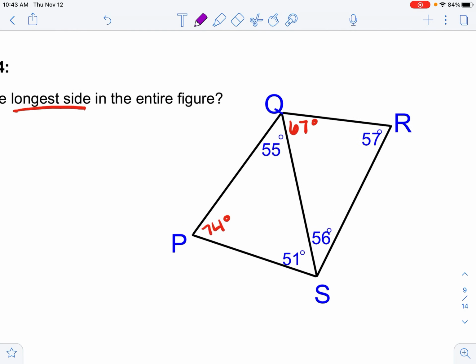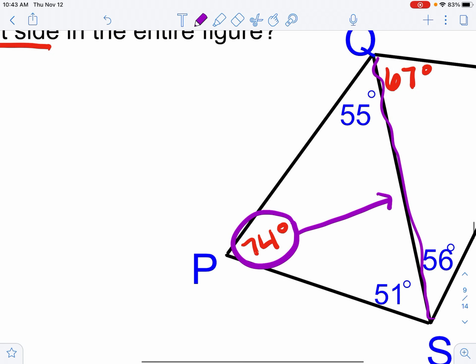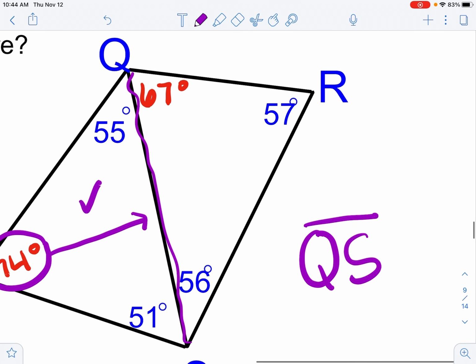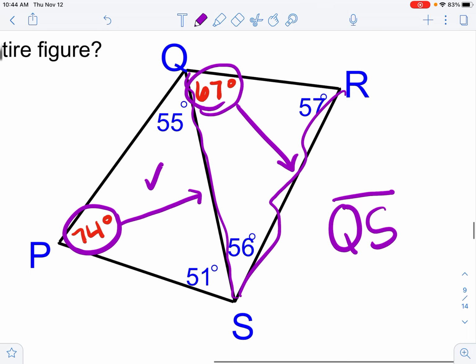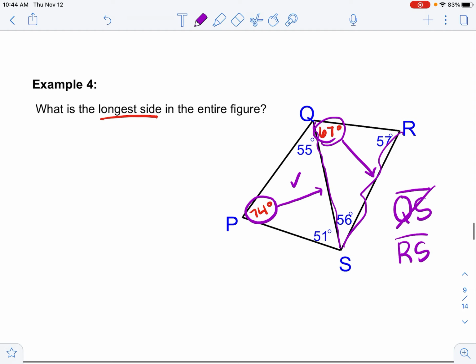So what I'm going to do is I'm going to find the biggest angle. The biggest angle is 74. What's the side opposite of that? QS. So I'm going to say, okay, I think the answer is QS. So now I'm going to check both triangles to see if QS is the biggest side. So I'll start with the triangle on the left. Is QS the biggest side there? Yes, so far so good. Now I'm going to check QS in the triangle on the right. Is QS the biggest side in this triangle? Let's see. No, it's not. This side's the longest, RS. So RS takes over. RS is the biggest.